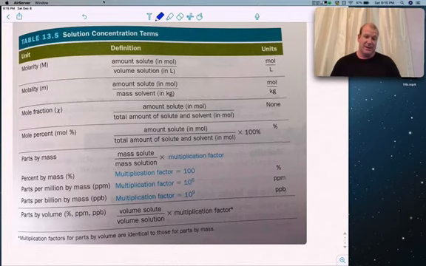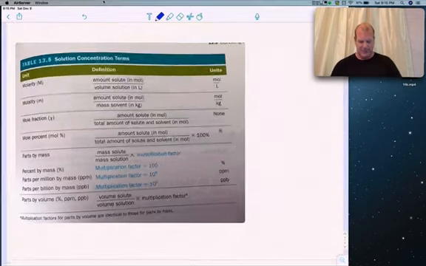And then parts by volume is the volume of whatever you're looking at over the total volume. And a special case for proof with alcohol, it's twice the volume percent. So 80 proof is 40%.